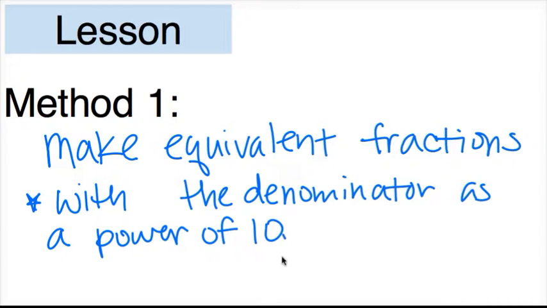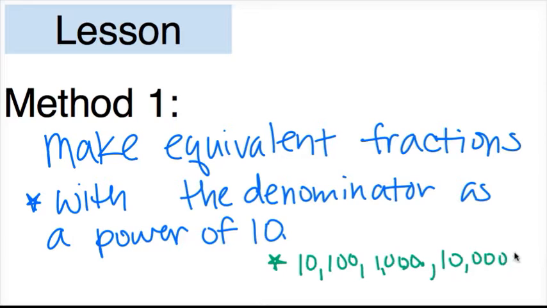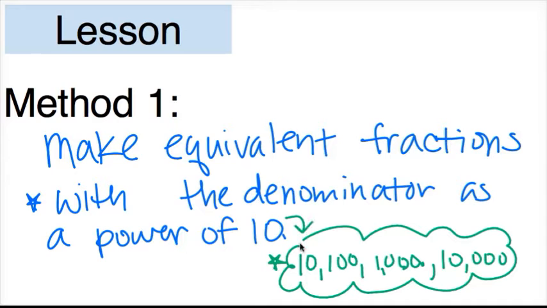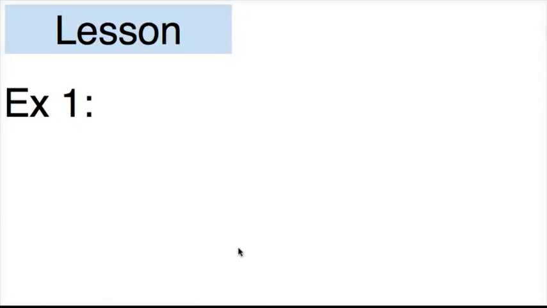If you don't remember what a power of 10 is, 10, 100, 1,000, 10,000. Those are examples of a power of 10. So let's take a look at one. First example, 1/2. So I'm going to create an equivalent fraction.